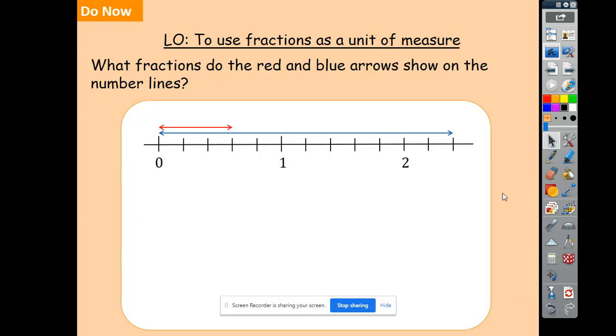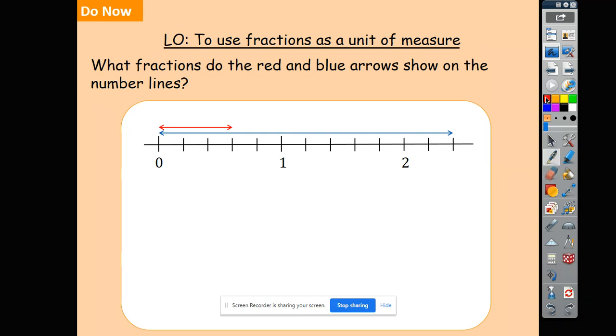We're going to have a look at how to use fractions as a unit of measure. So looking at this number line on the screen, I want to have a look at the red and the blue arrows and see if we can write them as fractions. So let's look at the red arrow first. If we're looking up to here, we know that's one whole.